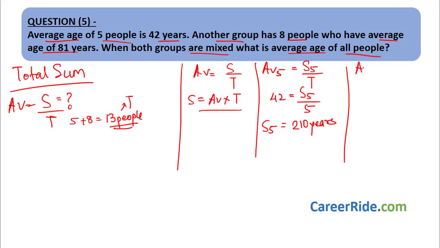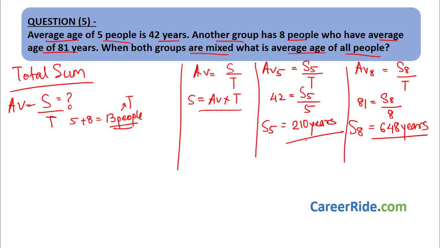Similarly, the average age for 8 people is given. Sum of the ages of these 8 people divided by total number of people, average age is given as 81 years. Sum of the ages we do not know, total number of people is 8. So the sum of the ages of all these 8 people is 81 into 8, 648 years, right? So now we have the sum of the ages of 5 people and the sum of the ages of 8 people.